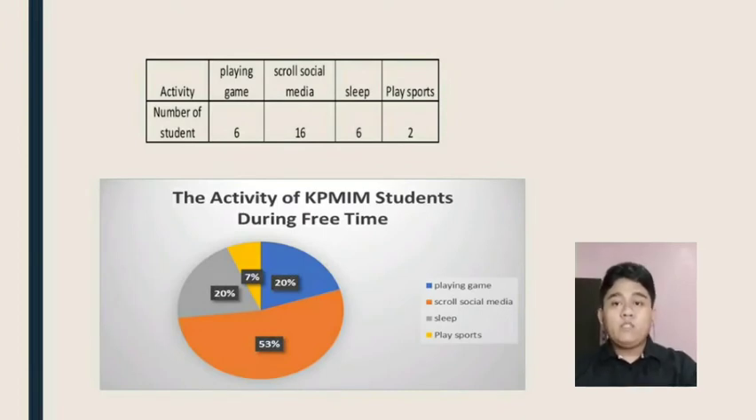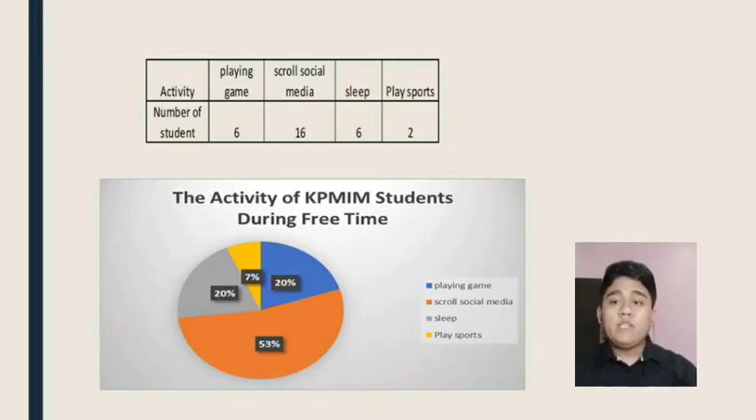Based on the pie chart, most KPIM students scroll social media like Facebook and Instagram during free time after online learning, because during the COVID-19 pandemic, the government restricted activity in public places such as shopping malls and restaurants, so students should always be at home.